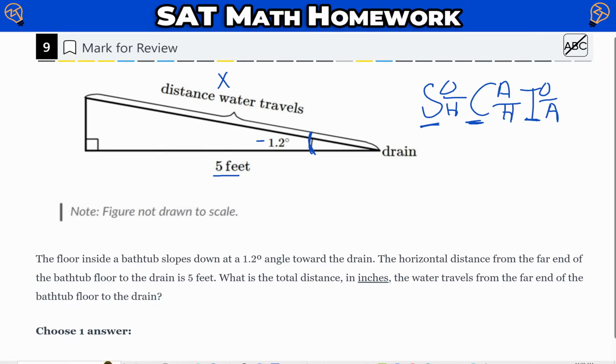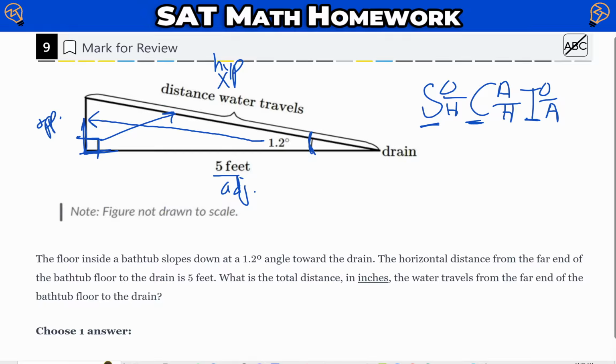From the angle of 1.2, the opposite to me is always the easiest to label. Then the hypotenuse is the next easiest for me. So notice this is the right angle. These are the two sides touching the right angle. The hypotenuse is the one side not touching it. So I know this is the hypotenuse right here. And then by default, this other one's adjacent. I feel like that's the easiest way to do it.